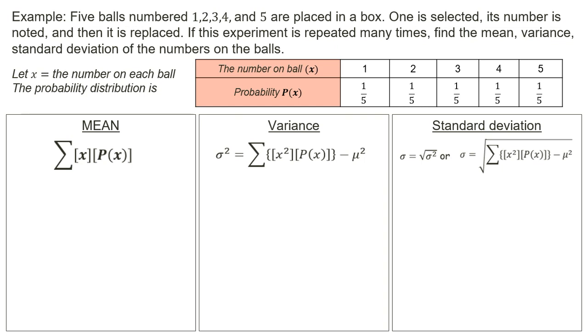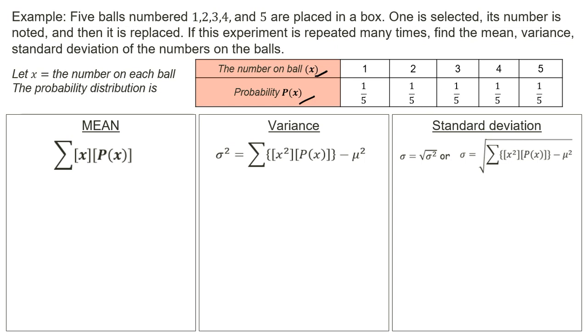Let x be the number on each ball, and then this will be the probability distribution. So the number on the balls, x, we have 1, 2, 3, 4, and 5. And this is the probability, or the P of x. So, bawat isa po may chance na 1 over 5 or 20% yung chance na mabunot mo yung bawat number from 1 to 5.